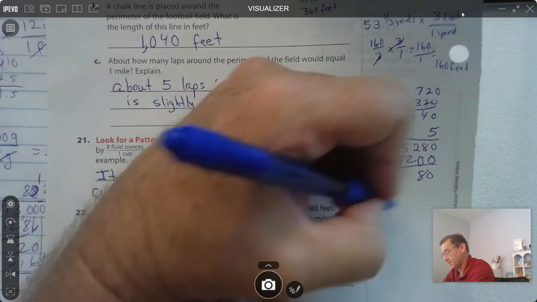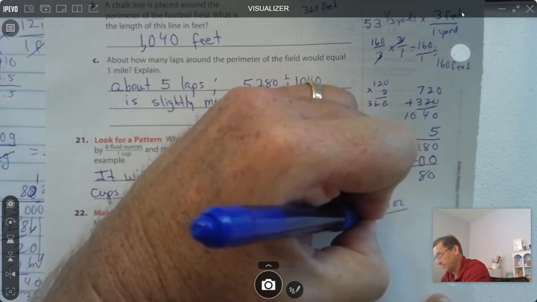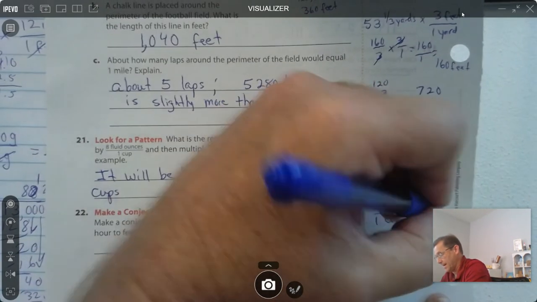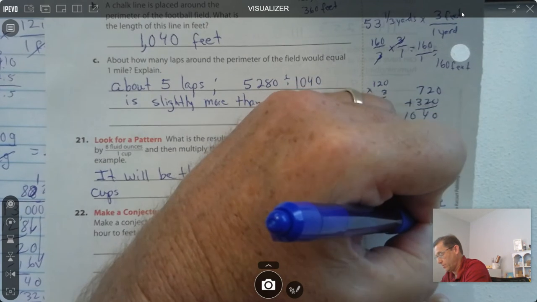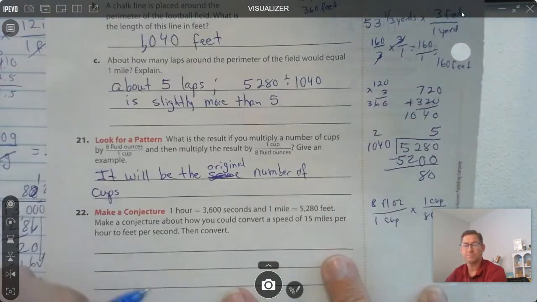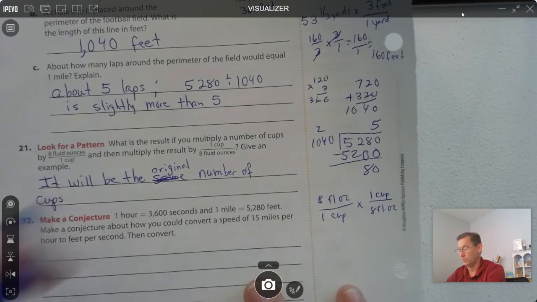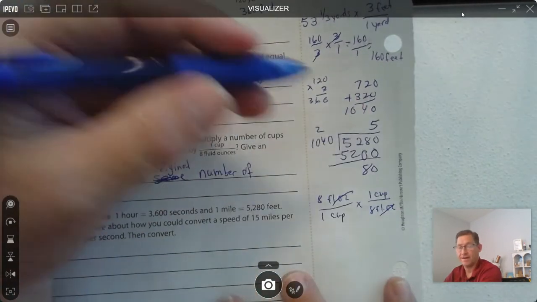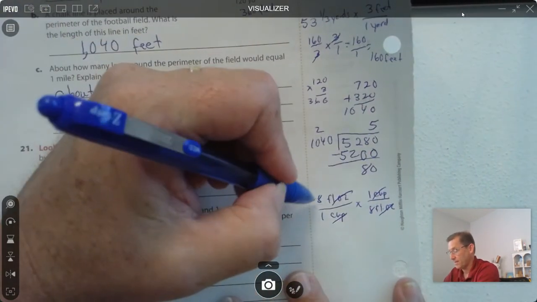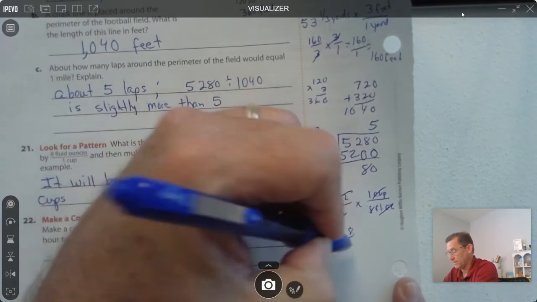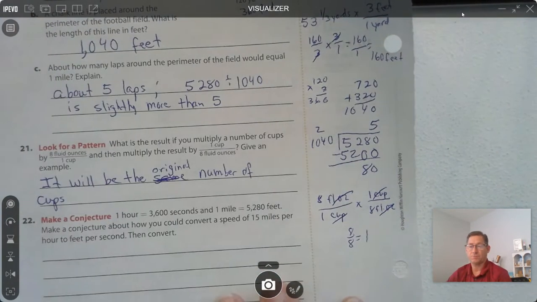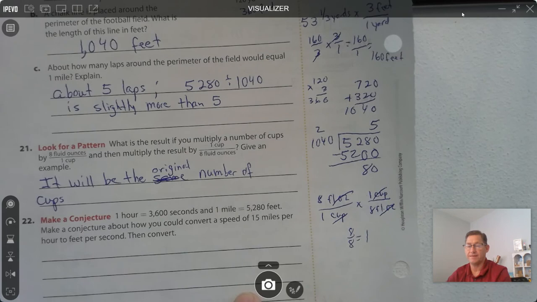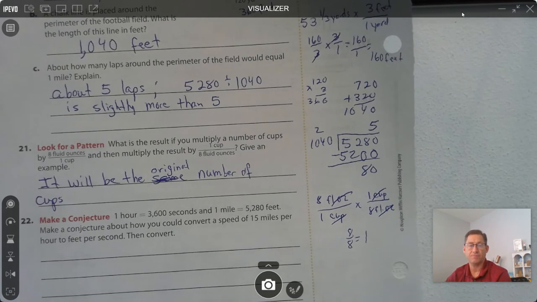Because let's just look at this. 8 fluid ounces per 1 cup times 1 cup per 8 fluid ounces. Well, fluid ounces cancel or divide out. The cups divide out. 8 times 1 is 8. 1 times 8 is 8. So we're back to 1. And 1 times whatever that number of cups is, that number of cups.